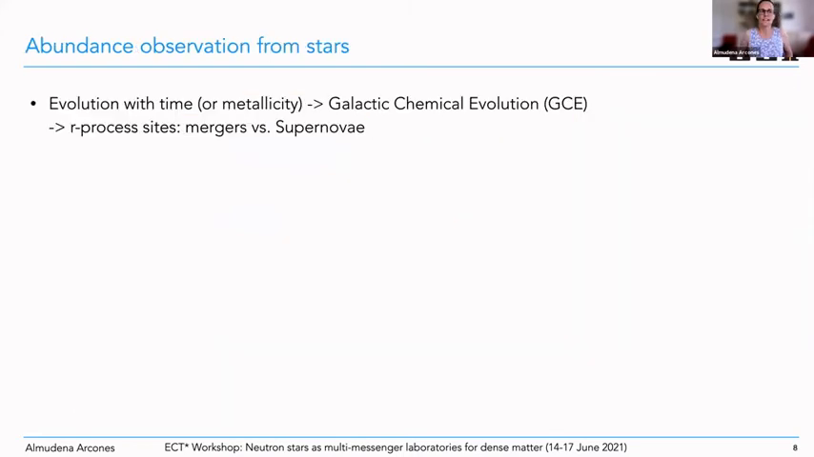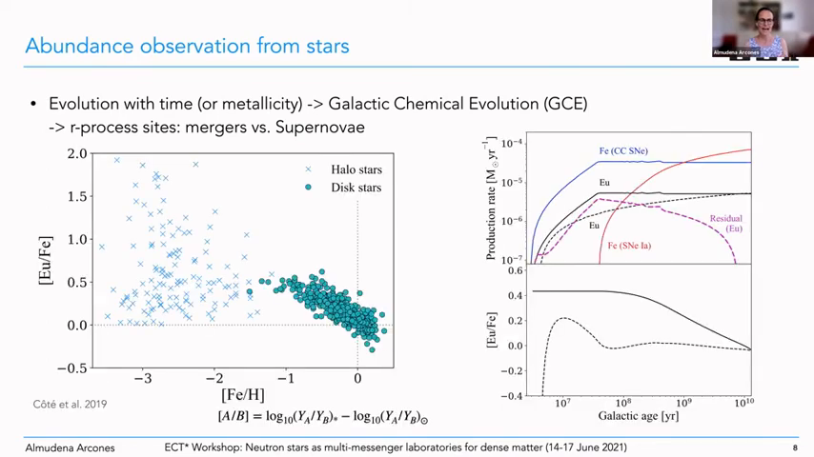So we look at abundance observations from stars, and we can do two things. One, we can look at the evolution of abundances as a function of time or as a function of metallicity. Low metallicity, not many metals, those are the old stars, so this is the past, and high metallicity, a lot of metals, these are stars like our sun, like today. And doing this, we can use galactic chemical evolution and try to understand what the r-process sites are. So I believe there are more than neutron star mergers.